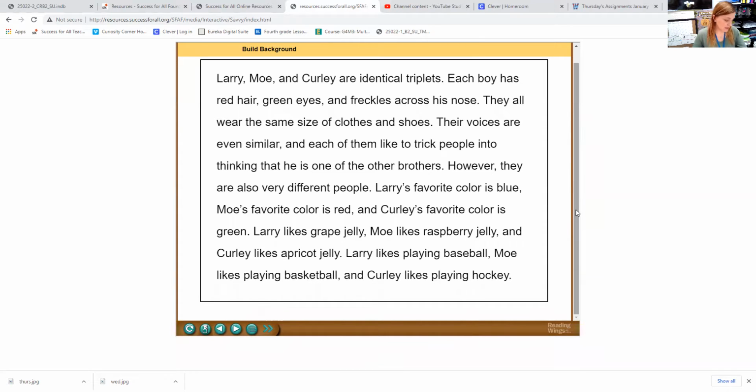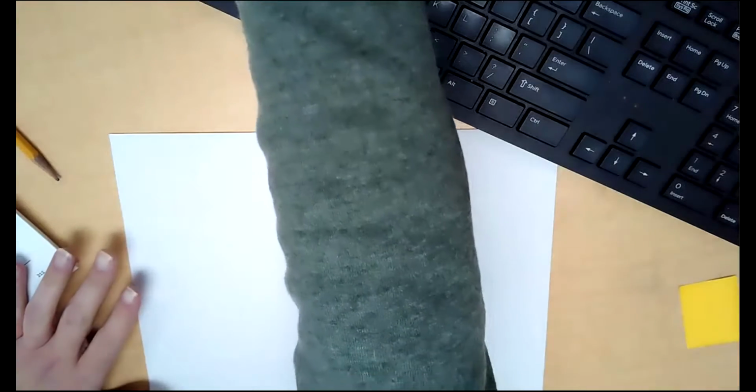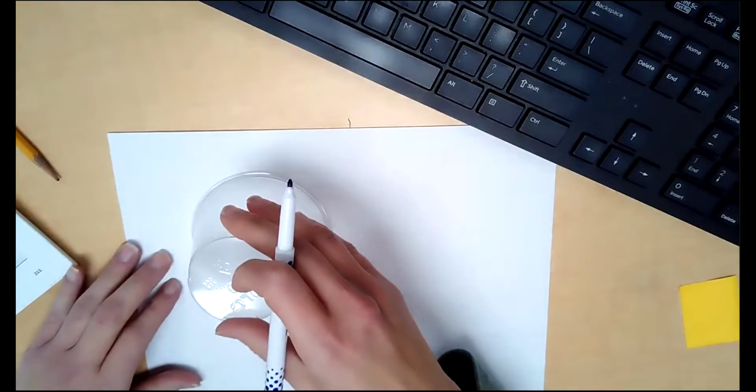Okay, so what we're going to do is take this information and I'm going to show you how we can organize this into an organizer. So let me show you down here. If I was going to make this into an organizer, I need to make 3 circles and they have to be overlapping. So actually, I have a cup here I can use to make better circles.